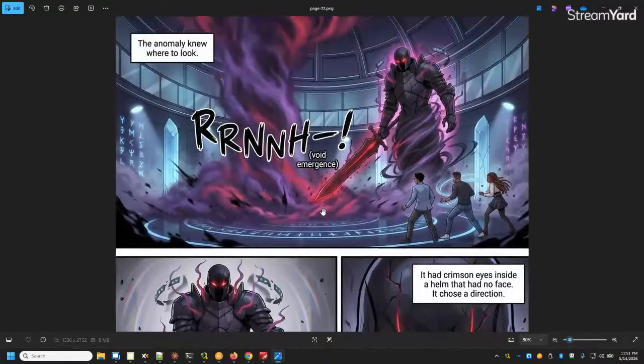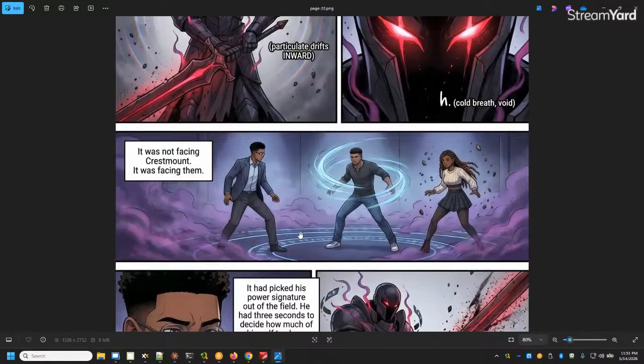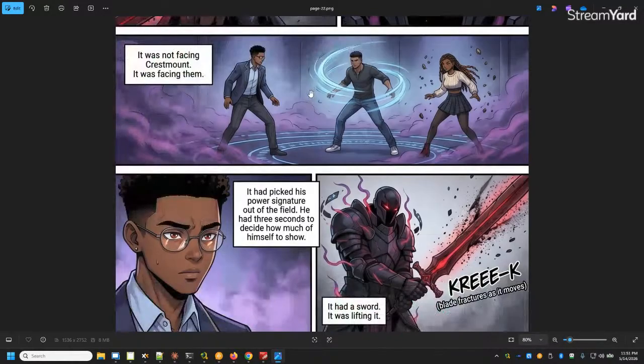All right. And then here's our boss, and normally knew where to look. All right. I do love the design though. It had crimson eyes inside a helm that had no face. It chose a direction. It was not facing Crestmount. It was facing them. Okay. It had picked his power signature out of the field. He had 3 seconds to decide how much of himself to show.